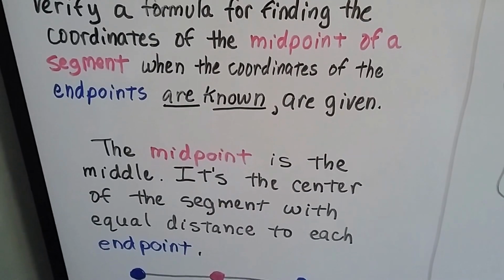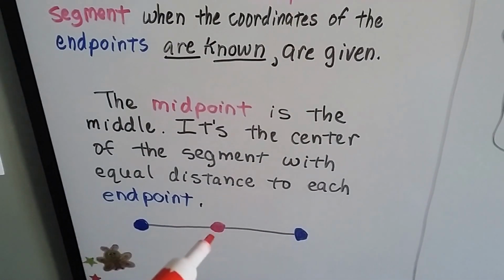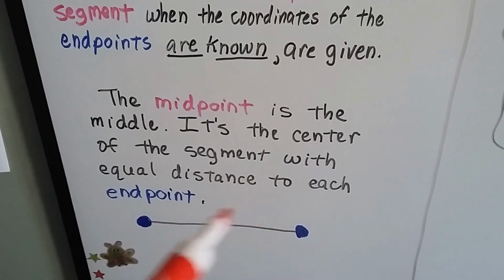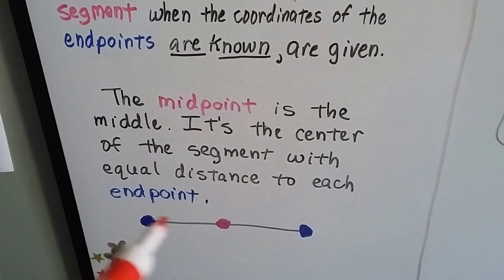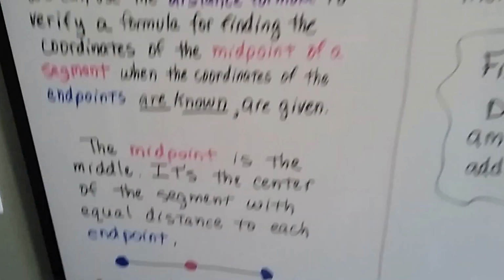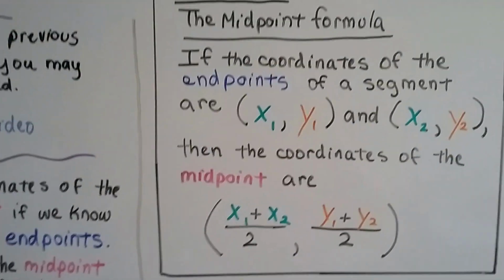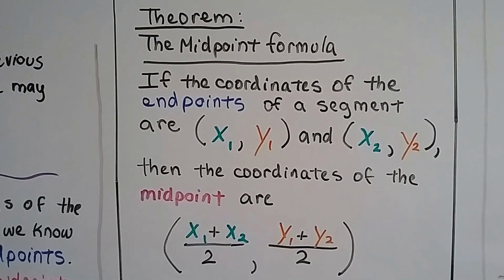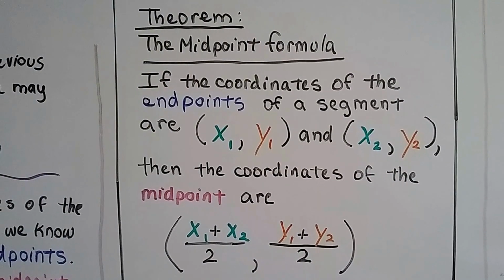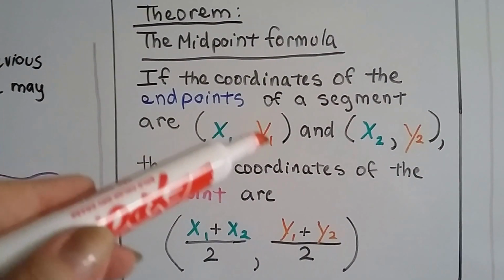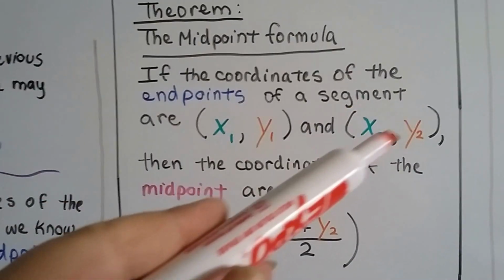So the midpoint is the middle. It's the center of the segment with equal distance to each endpoint. Okay? So here's our theorem. It's the midpoint formula. If the coordinates of the endpoints of a segment are x sub 1, y sub 1, and x sub 2, y sub 2.